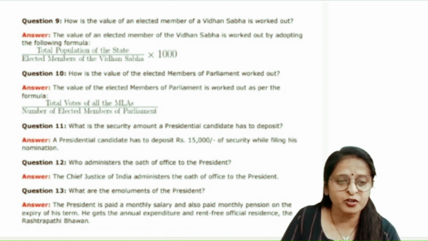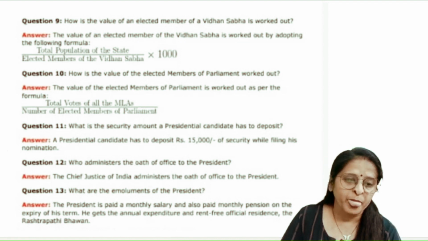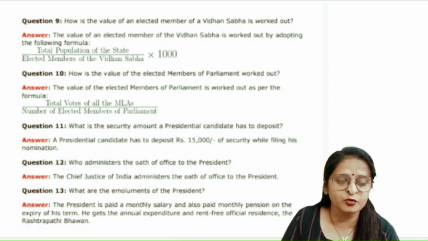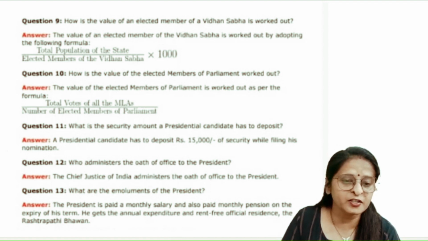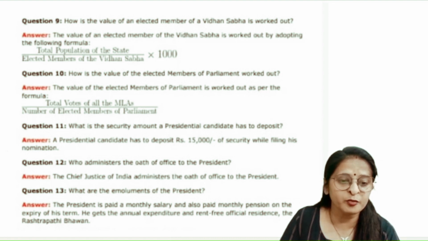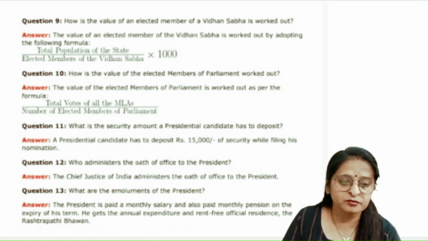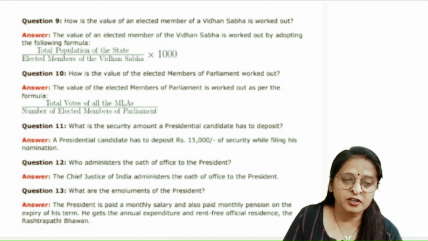What is the security amount a presidential candidate has to deposit? The presidential candidate has to deposit rupees 15,000 as security while filing his nomination. Who administers the oath of office to the President? The Chief Justice of India administers the oath of office to the President.